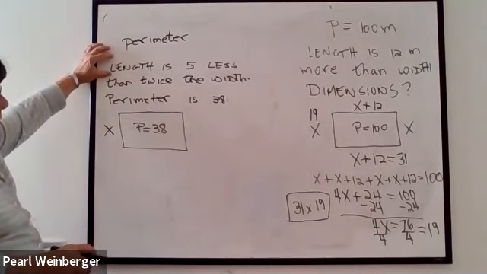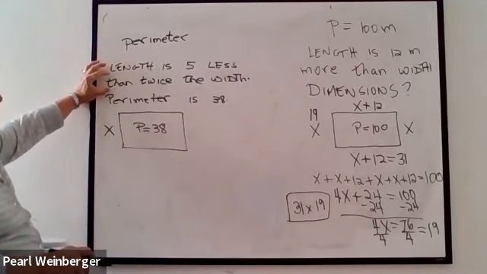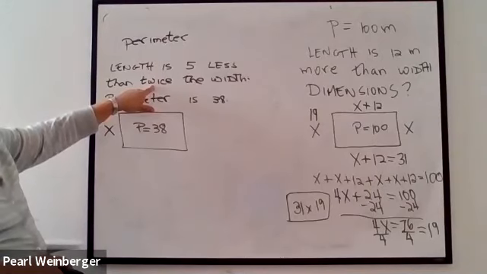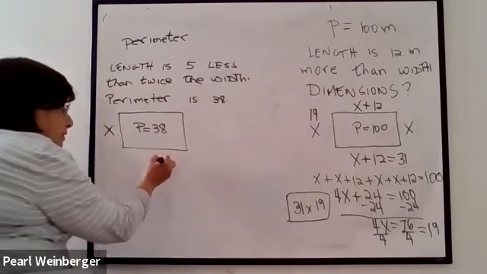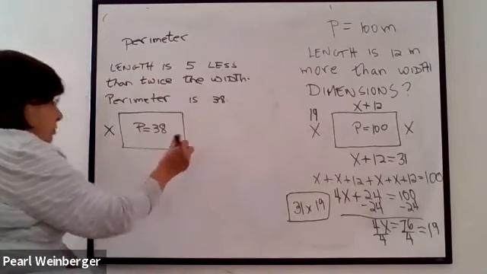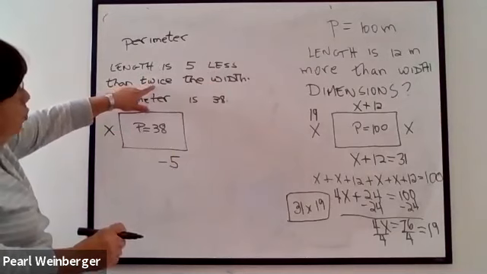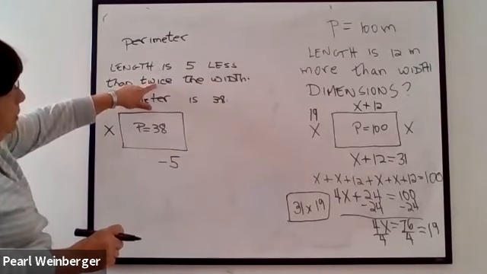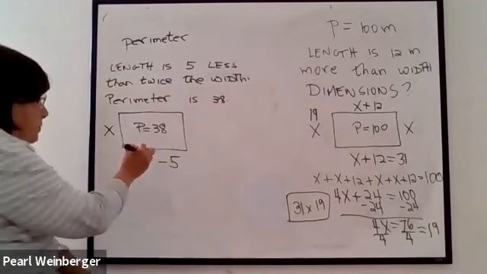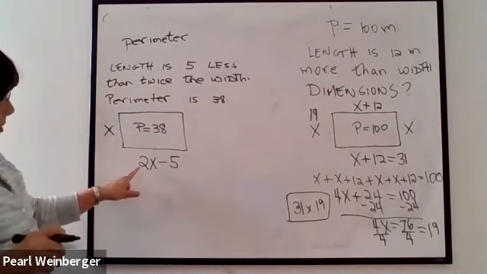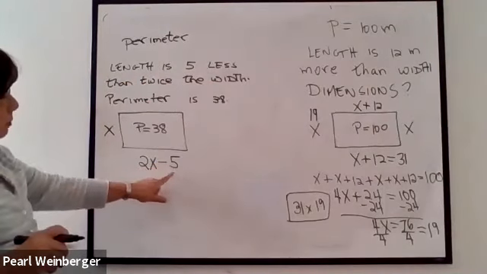How do I write in algebraic form that the length is 5 less than twice the width? Now twice is another way of saying 2 times. So it says that the length is 5 less, which means I'm going to be subtracting 5. Notice 5 less means subtract the 5 at the end from twice the width, from 2 times the width. So 2 times is another way of saying 2x. In other words, the length will be written as 2x minus 5.